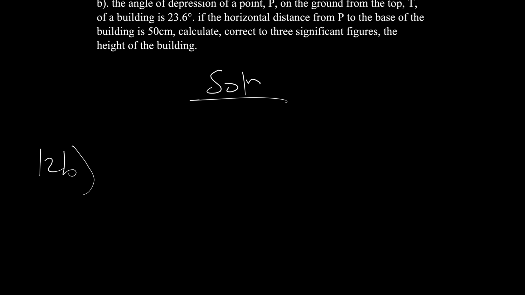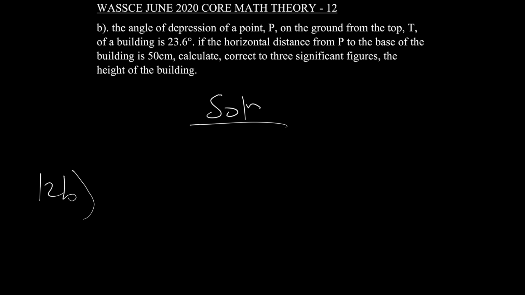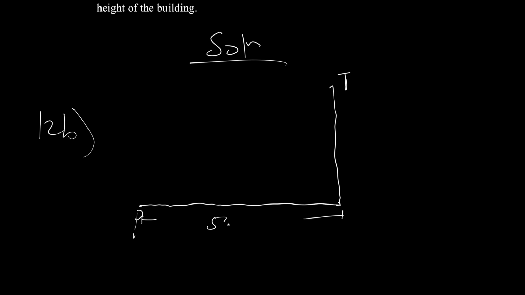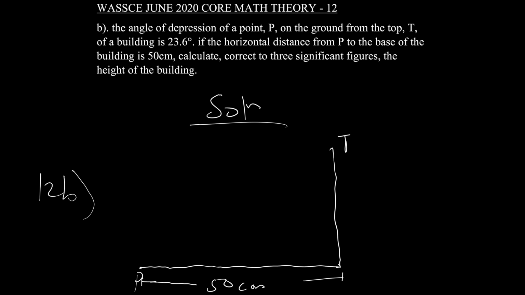So we have a point P which is 50 centimeters away from the base of the building. So if this is the building, this is the top of the building, which is T, this is the base, and our point P is here. So from here to here is 50 centimeters. We are saying that the angle of depression of a point on the ground from the top of the building is 23.6. So let's say this is the building and a human being is standing at the top of the building.